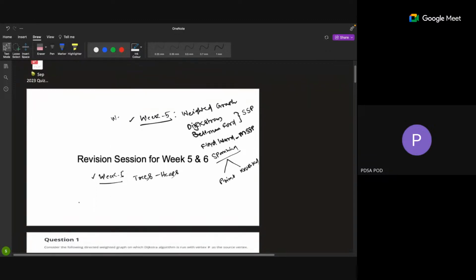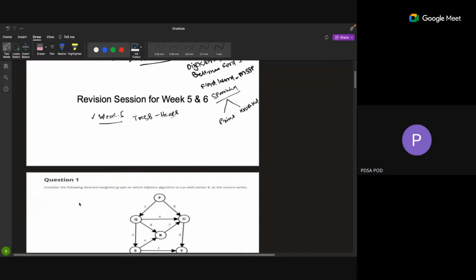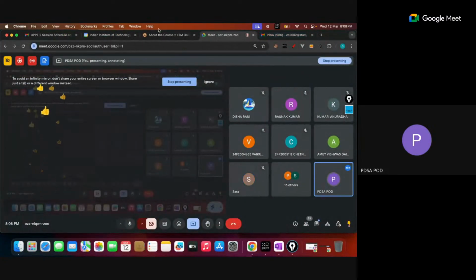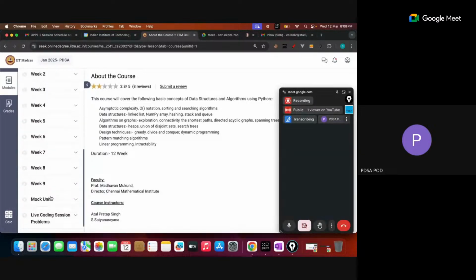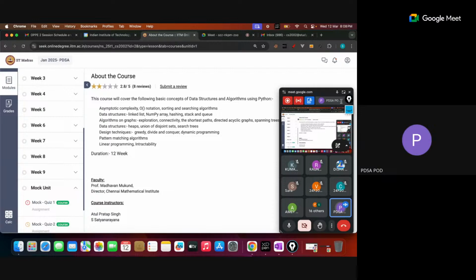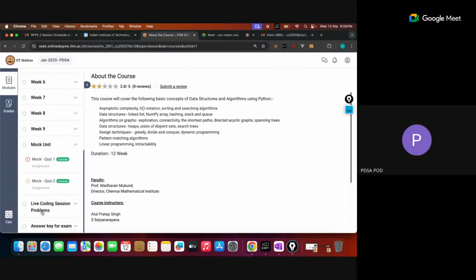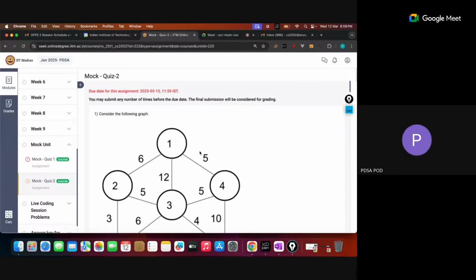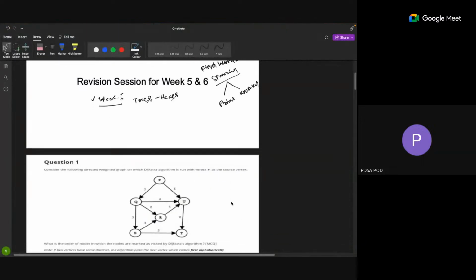While I'm solving, maybe I'll jump between my document and your mock quiz paper. Let me open my mock quiz. Hope everyone is able to access this mock quiz too. Right? Great. Sometimes when a similar concept comes up, I'll go to the mock quiz also and cover some of the standard questions there.